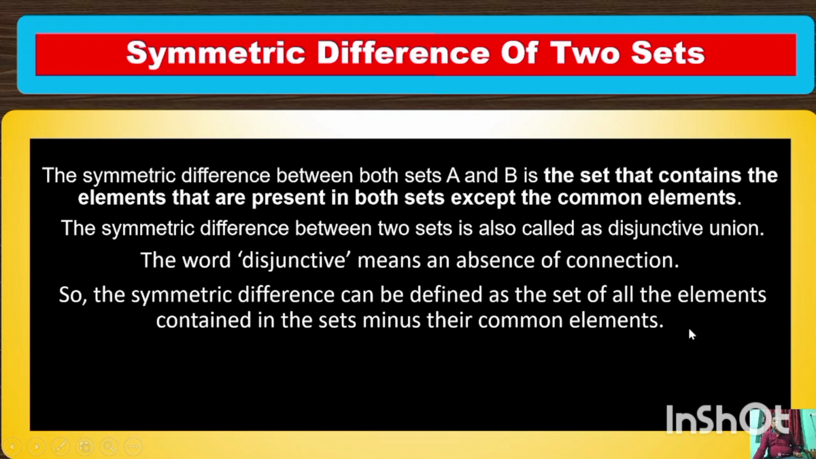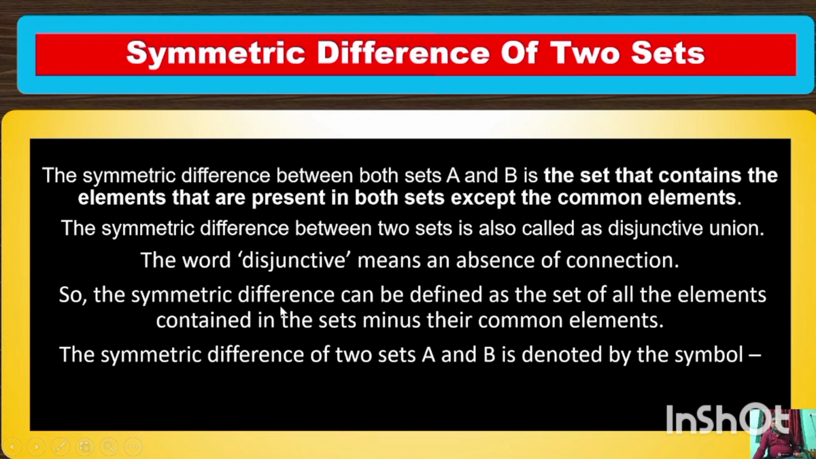Suppose A and B are two sets. We take the difference sets, all the elements of A difference B and B difference A. That is the absence of connection, those are not the overlapping area. Symmetric difference can be defined as the set of all the elements contained in the sets A and B minus their common elements. What are the common elements? Set of all the elements of both sets minus the common elements.